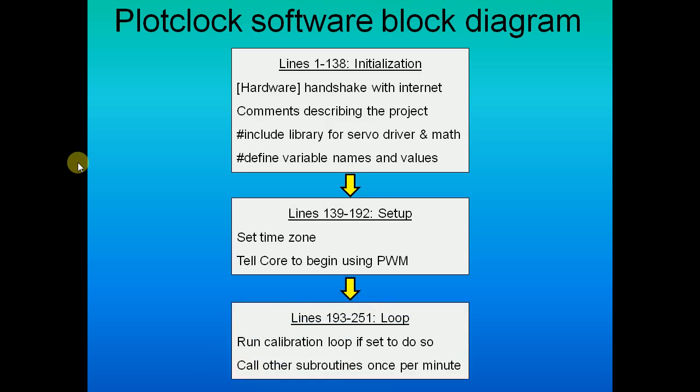After that, we move into lines 193 through 251, which is the loop that never ends. This is the infinite loop that the Plotclock finally gets to when it starts running. What it does is look and see if, in the setup portion, we asked it to run the calibration loop. It'll do so if we instructed it to do so. If not, it says we just run the normal subroutine once every minute. And that subroutine can call a number of different functions depending on what the time is.